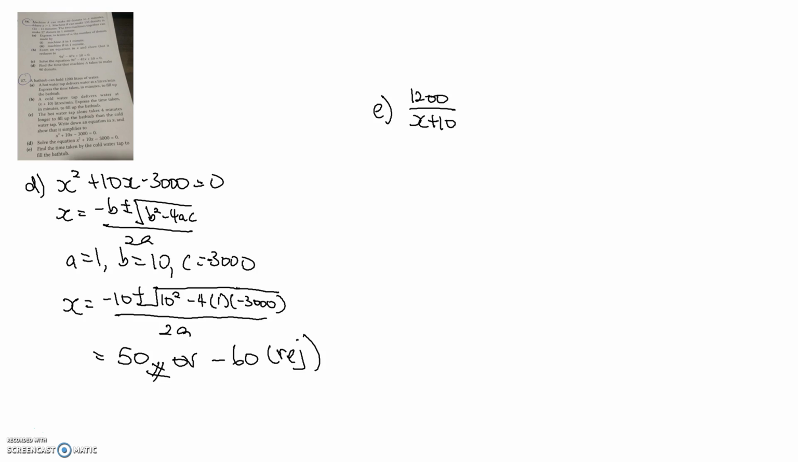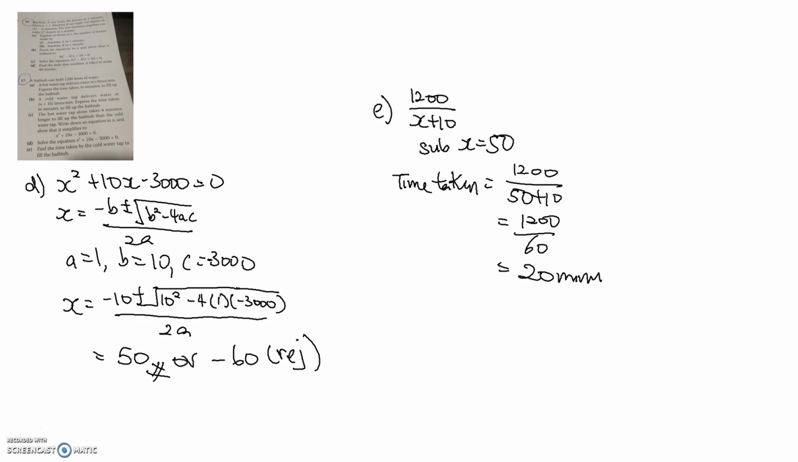You sub in x equals to 50. So time taken is 1200 over 50 plus 10, 1200 over 60. You get 20 minutes. And that is how you do question 17.